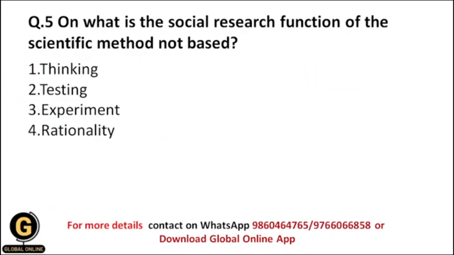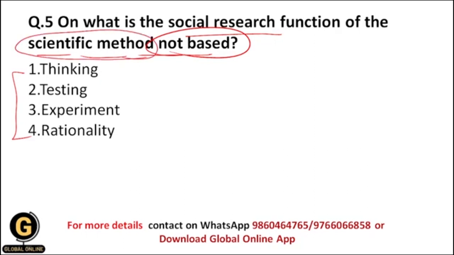On what is the social research function of the scientific method not based? From these options, which is the option on which the social research function of the scientific method is not dependent, or not based? Students, all of you know what the scientific method is. Basically, the scientific method is a very systematic method, and it follows step by step procedures, and we are going to see those procedures in the upcoming videos.